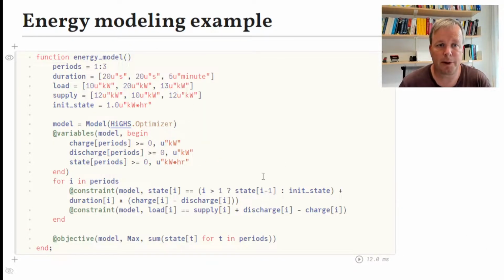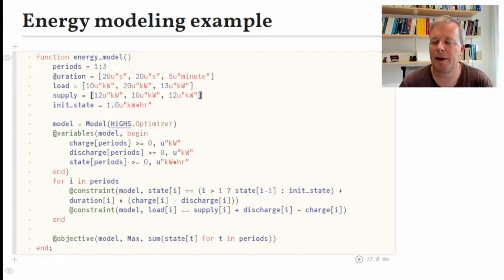The following shows a bit more realistic example of using UnitJuMP in an optimization model. In this case, based on an energy modeling example. In this example, we have 3 time periods where the duration of each time period is given in different time units. The 2 first time periods are given in seconds, while the third one is given in minutes.